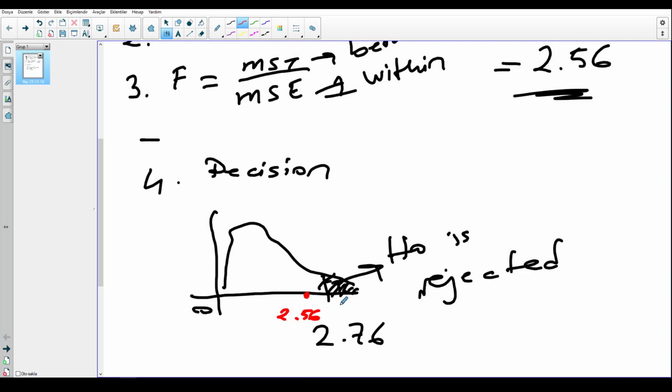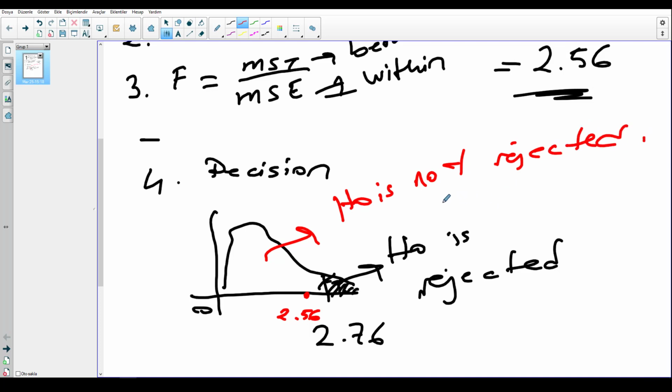Then what do we say for the decision? 2.86 is greater than the table value, then H0 is rejected. Means are different, or there is a statistically significant difference between the four groups. Their satisfaction levels are not equal in terms of the population. We can say there is a significant difference for the population. Thank you.